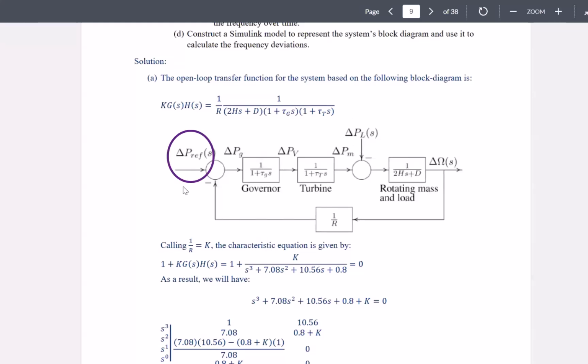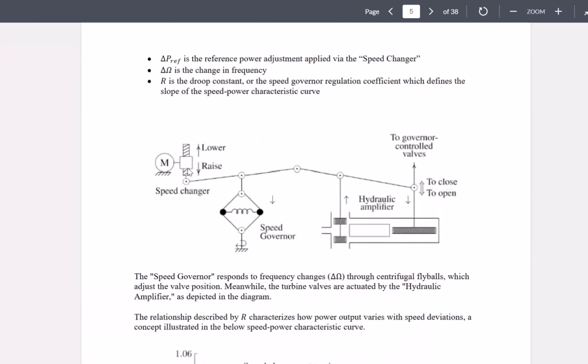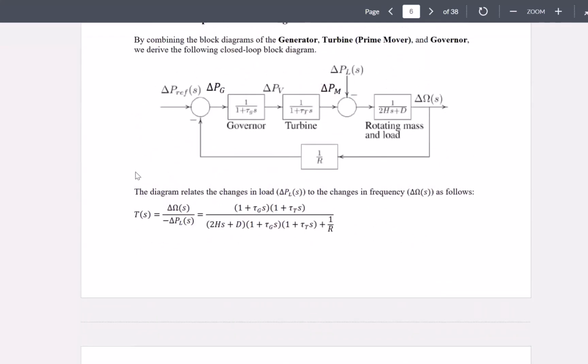There's one thing in here which is in our hands, we can control. Do you remember what this was, the delta P reference? Where was it coming from? Yeah, the bias point, the speed changer. Here, the bias that we can give to the systems to correct the frequency. So that's what we're going to do.